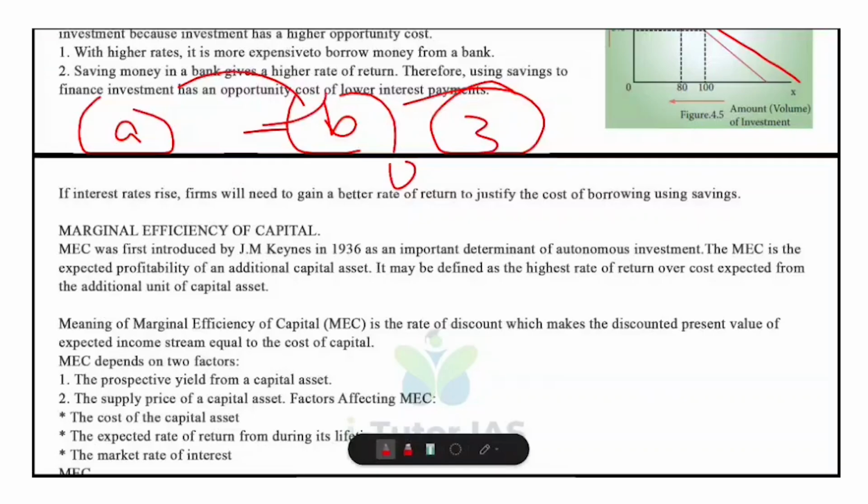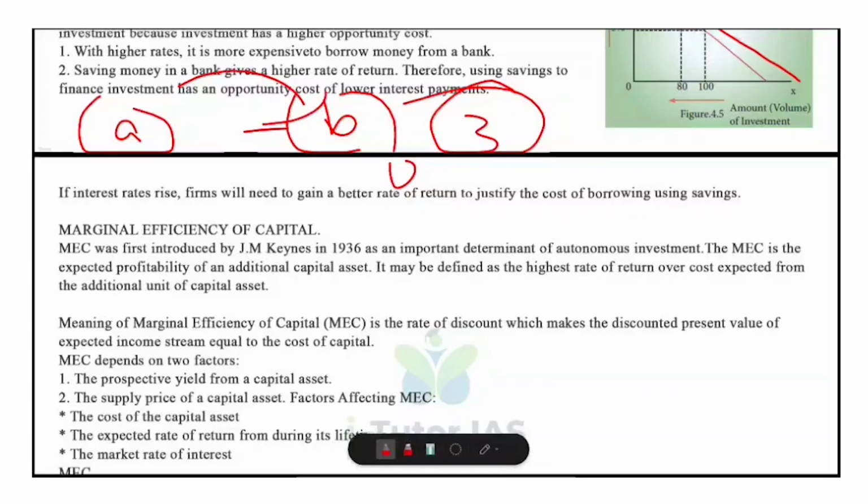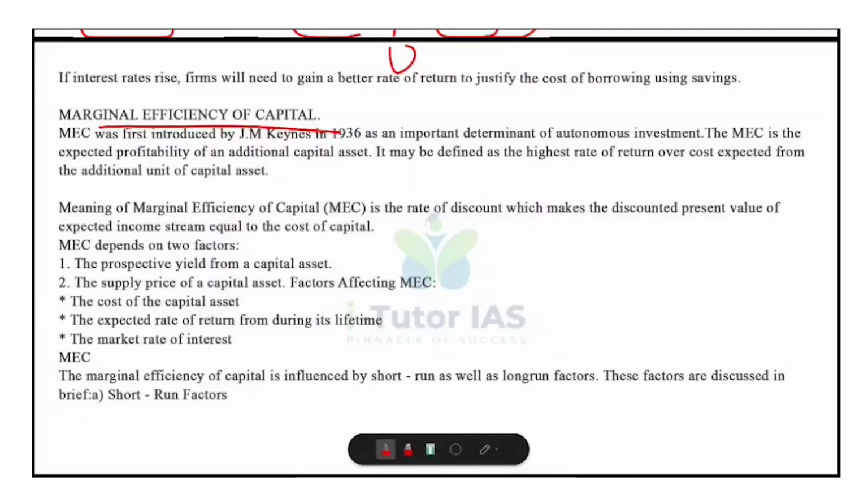Firms borrow more and investment increases. Hope you understand. Now let's move to the next part, that is marginal efficiency of capital.